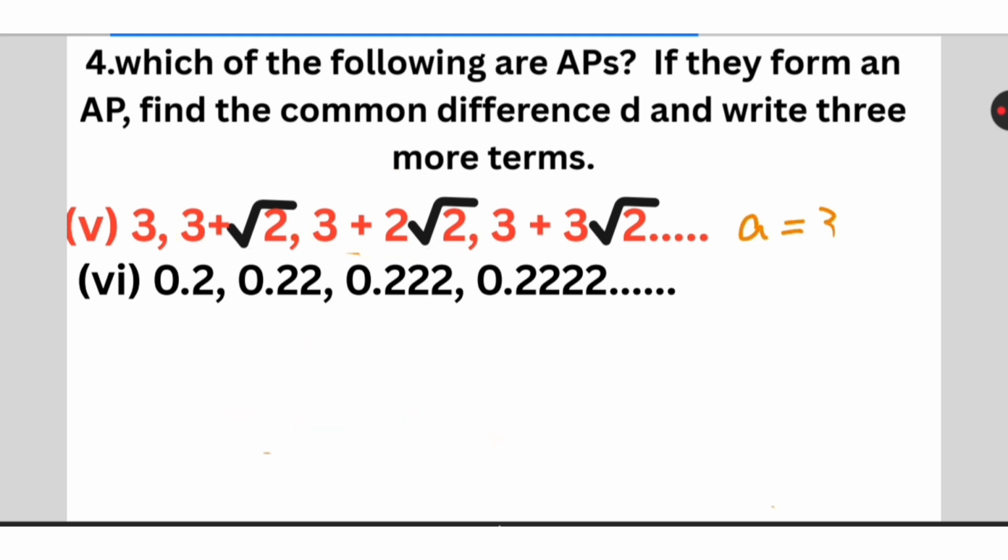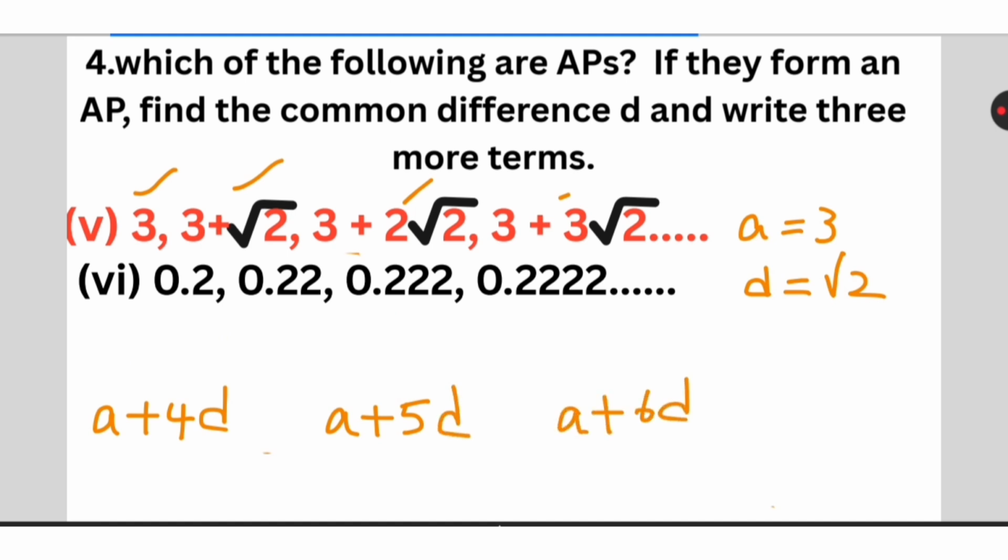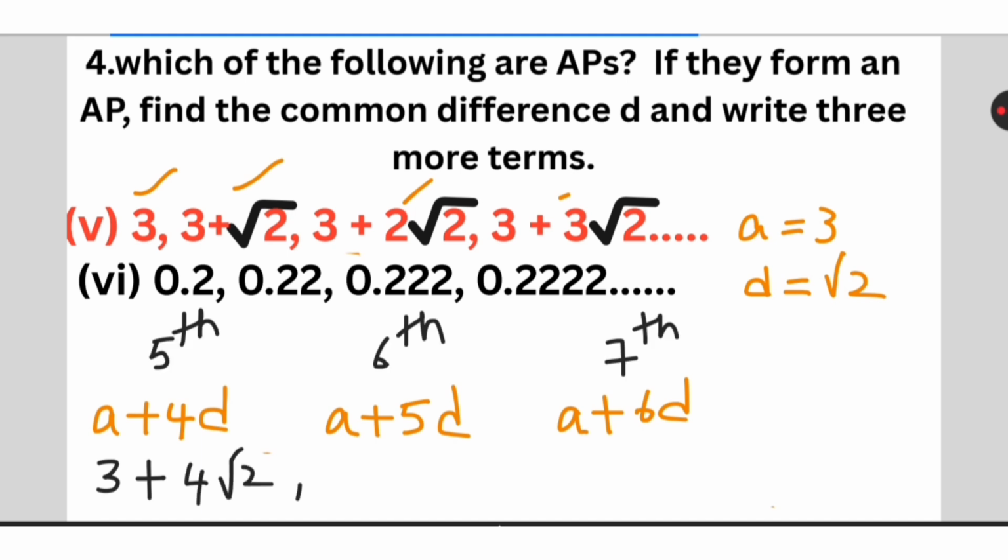The first term is 3. The difference is root 2. So we just need to write 1, 2, 3, 4. So we need to write 5th term, 6th term, 7th term. So 5th term is nothing but a plus 4d. 6th term is nothing but a plus 5d. And 7th term is nothing but a plus 6d. What is a? 3 plus 4 times root 2, which is 3 plus 4 root 2. So the 6th term is 3 plus 5 root 2. The 7th term is 3 plus 6 root 2. So these are the another 3 more terms.